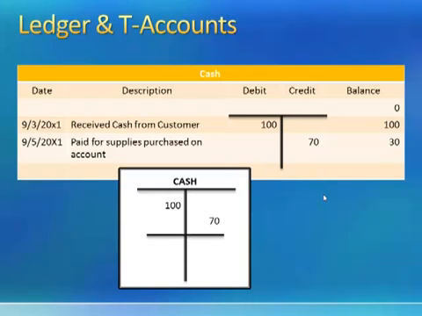We can draw a line, and anytime we draw a line on our T account, that indicates that we're about to report a balance. So we have a debit of $100, a credit of $70, which gives us an ending balance of $30. A T account is just a convenient way to show what has happened in a particular accounting record.